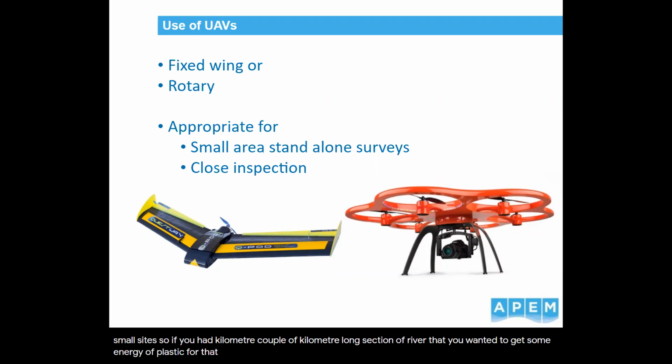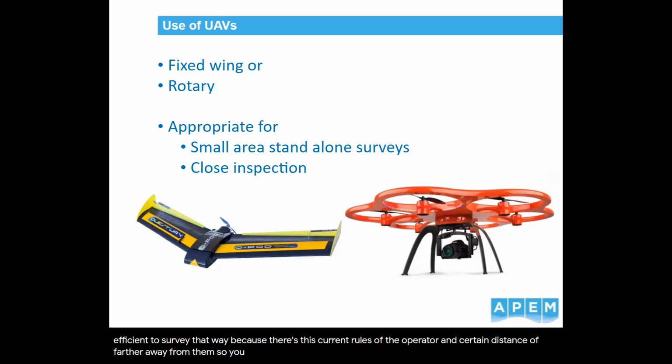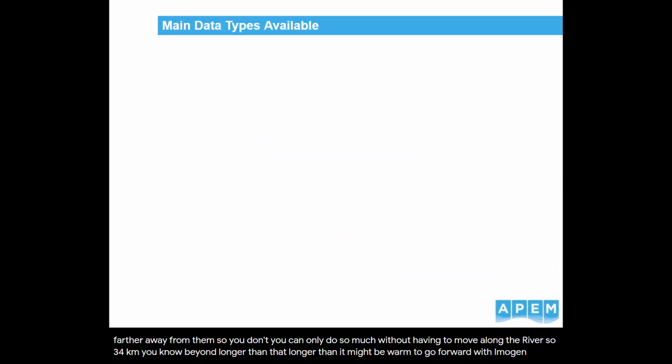They have a limited range in terms of how far you can go before it starts becoming less efficient to survey that way, simply because there are rules about the operator being within a certain distance of the drone. So you can only do so much without having to move along the river. As a general rule of thumb, sub 3-4 kilometers, you might use a drone. If it's a longer section of river than that, then it might be one to go for with aerial imaging.